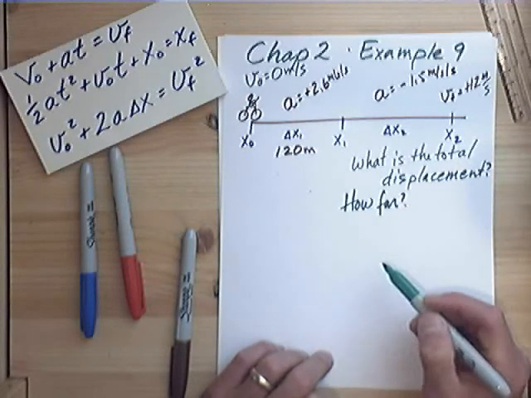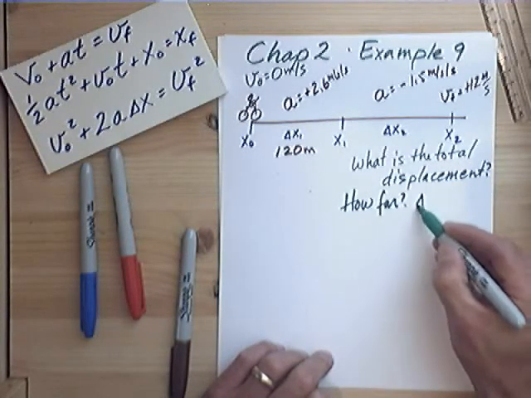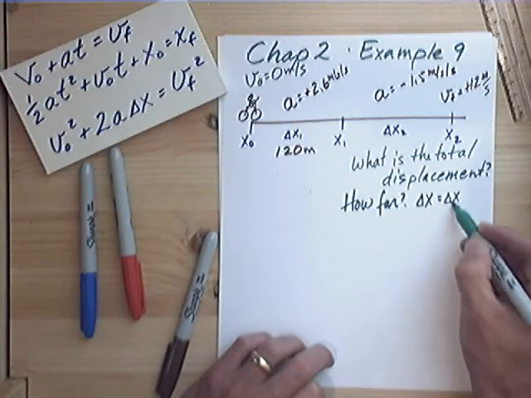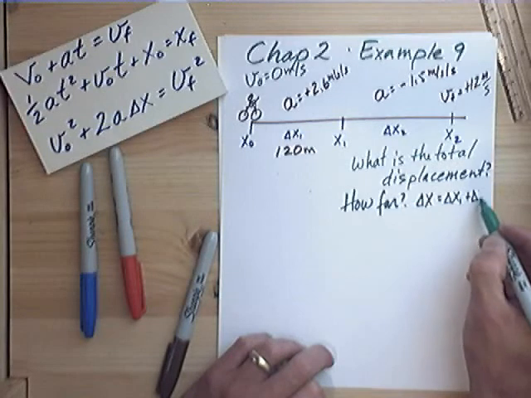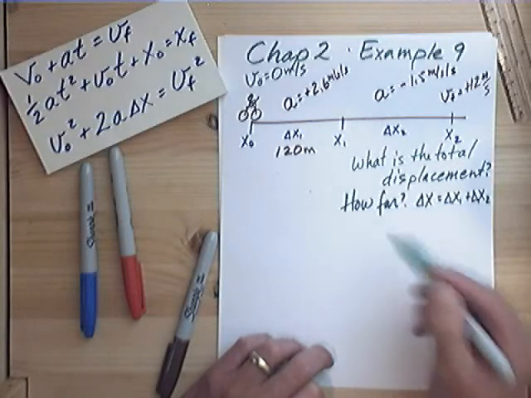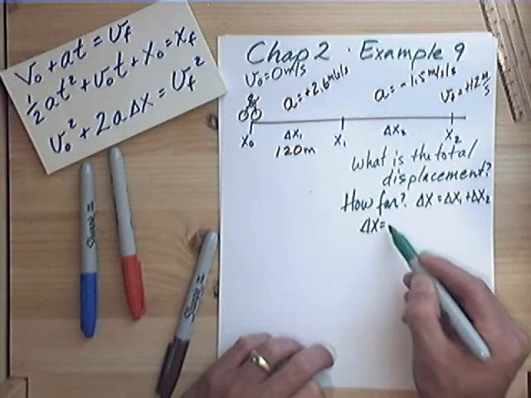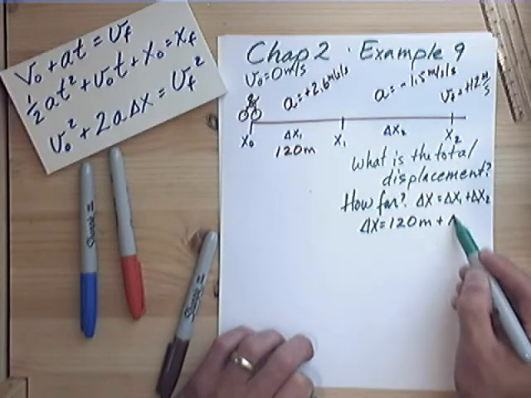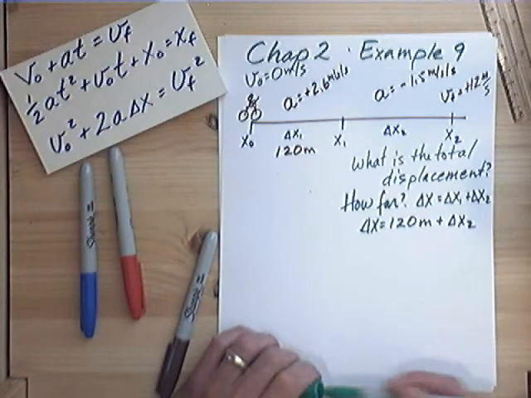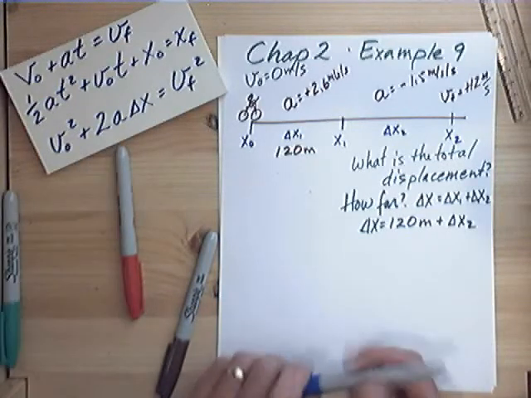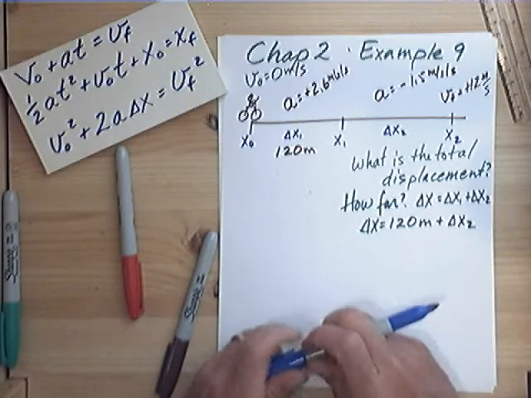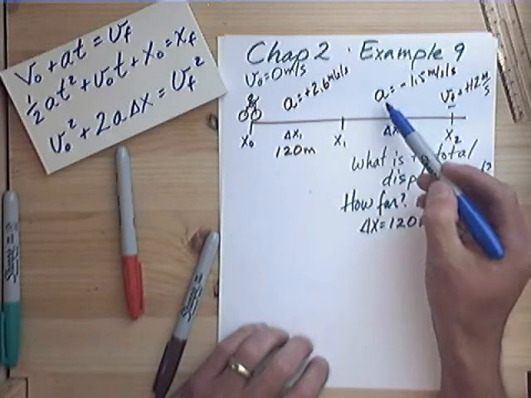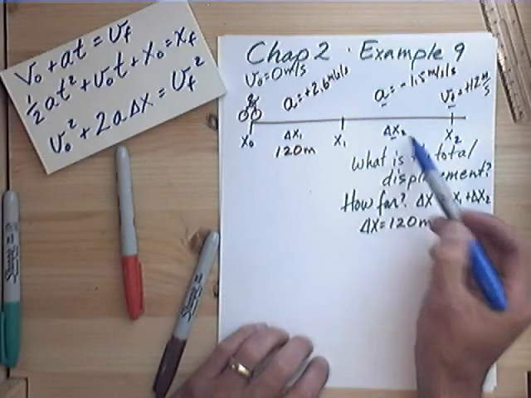And we know from the other examples how far is simply what is delta x. But we want the total delta x, so it's delta x of the first half plus the delta x of the second half. So our total delta x is 120 meters plus whatever the delta x is in the second half. So this will be nice and easy. The delta x in the first half is from here to here. I have a final velocity, I have an acceleration, and I have a delta x.